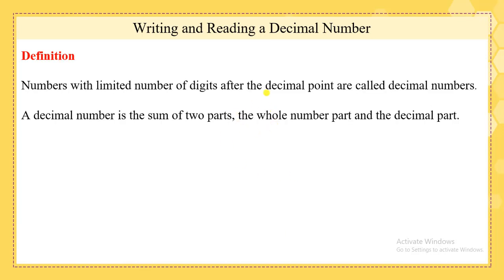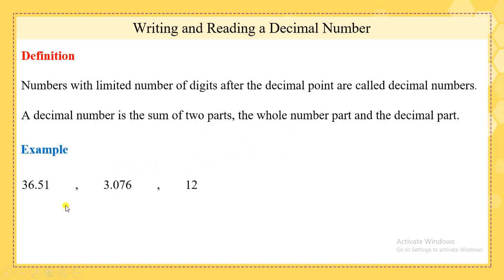We will define now decimal numbers. Numbers with a limited number of digits after the decimal point are called decimal numbers. A decimal number is the sum of two parts, the whole number part and the decimal part.